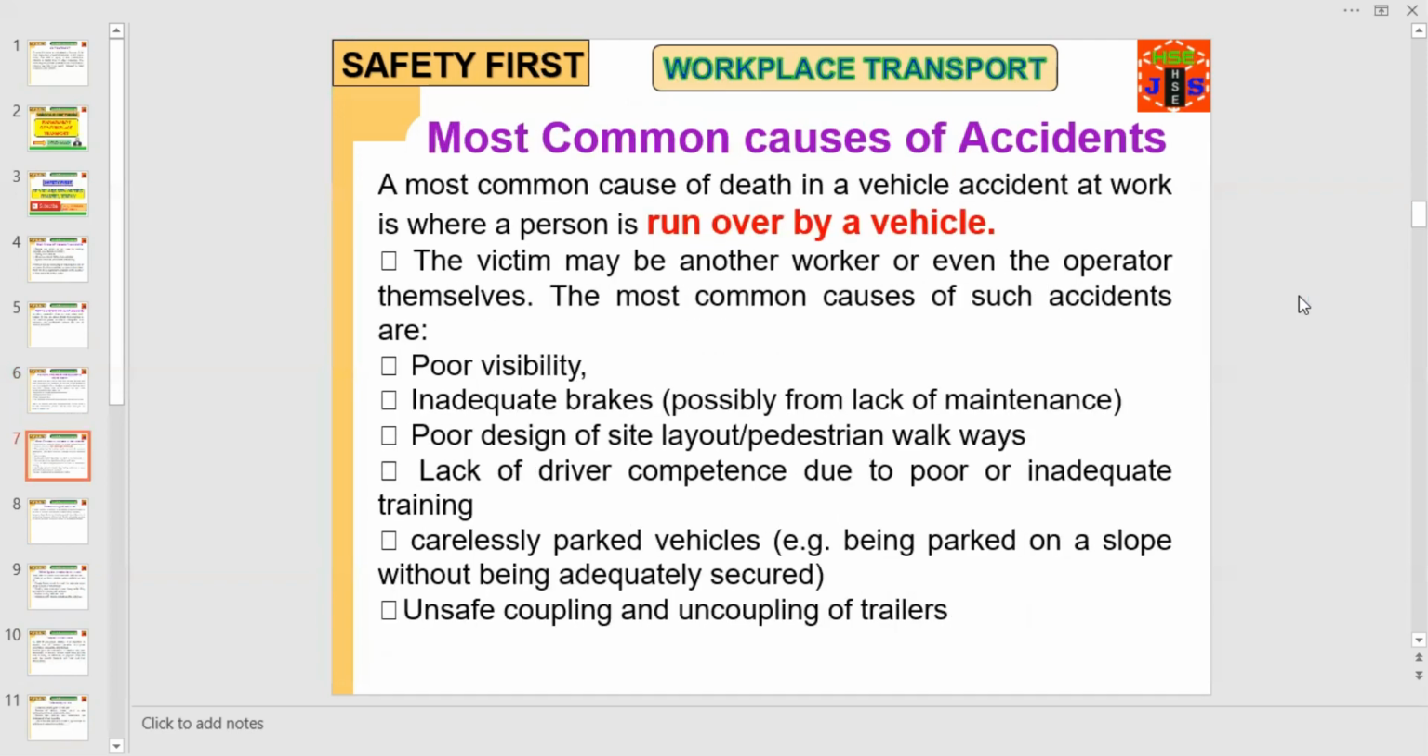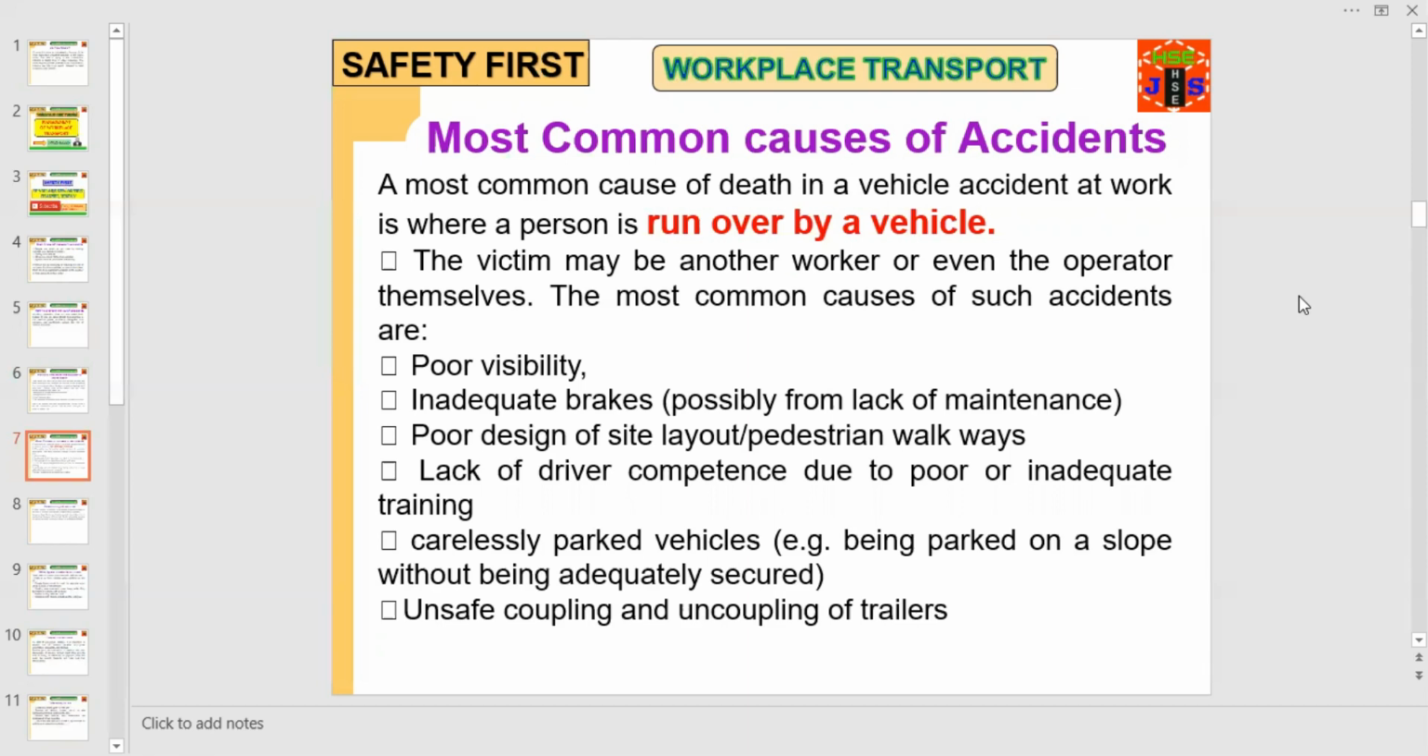Dear friends and fellows, let us discuss now the most common causes of accidents in the workplace. The number one cause of death in a vehicle accident at work is where a person is run over by a vehicle. The victim may be another worker or even the operator themselves.